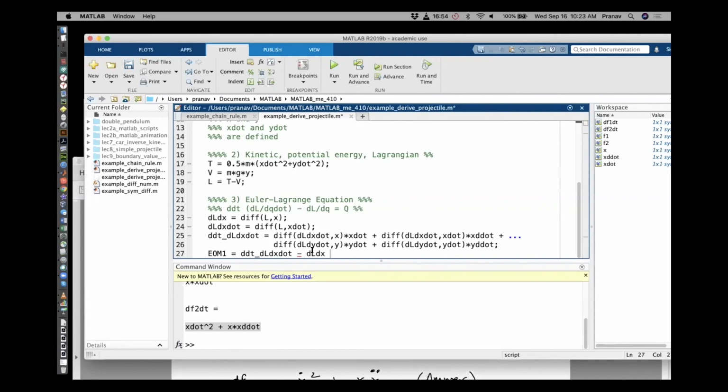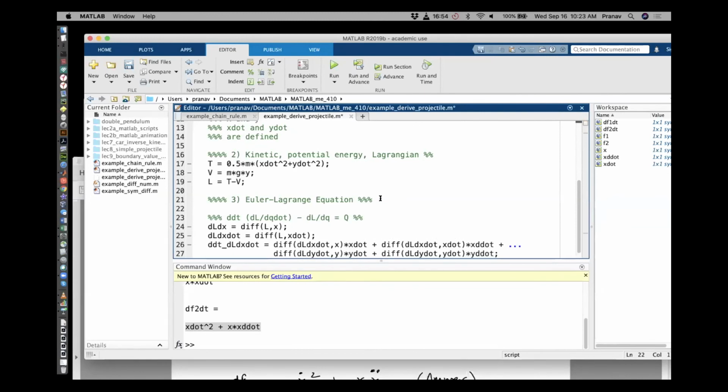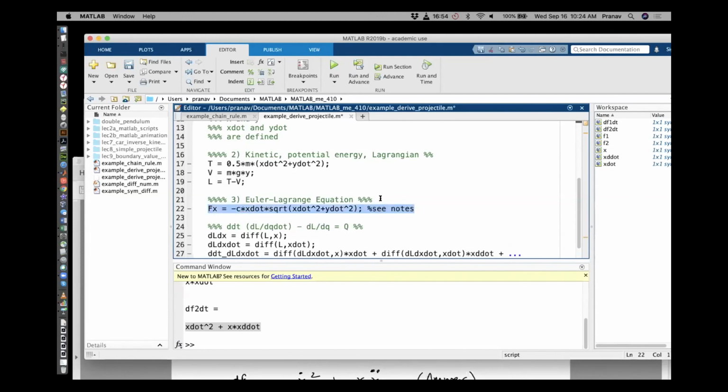Okay. Now that is equal to Q, and Q, I had given Q in my write-up. Q is basically Fx, where Fx was minus c times x dot times square root of x dot square plus y dot square. Okay, so where did this come from? See notes. Need to do a similar thing for y.